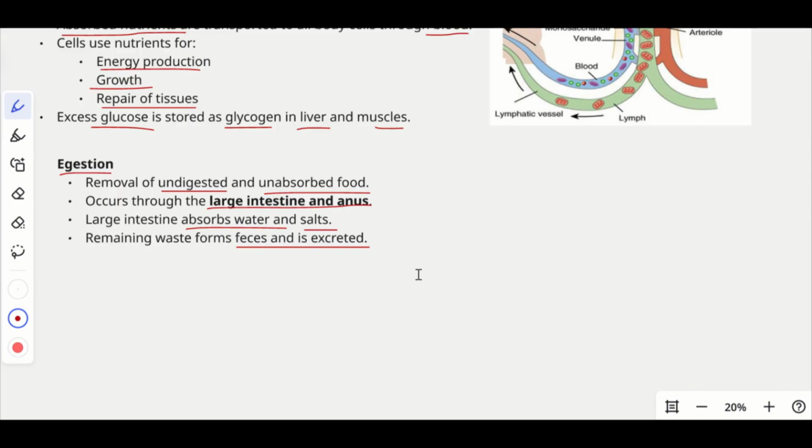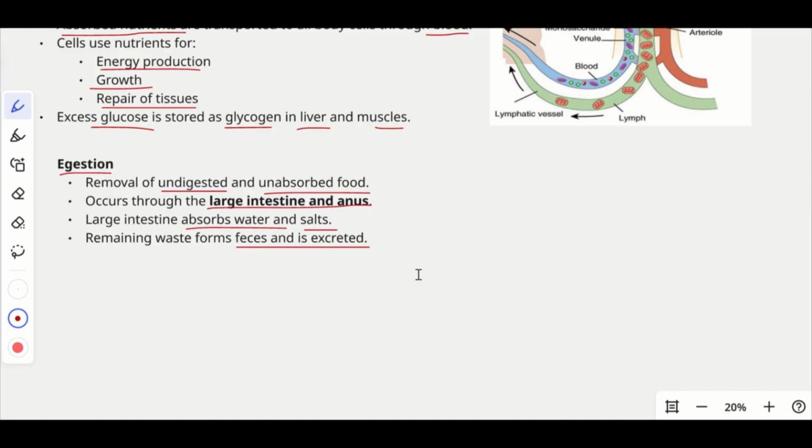And then assimilation occurs, where everything will be distributed to the cells in our body, and they will be using that for energy production, growth, the repair of tissues, everything, right? And the remaining will be removed as waste, right? Through the process called egestion. So these are the things that we have to learn about human nutrition.